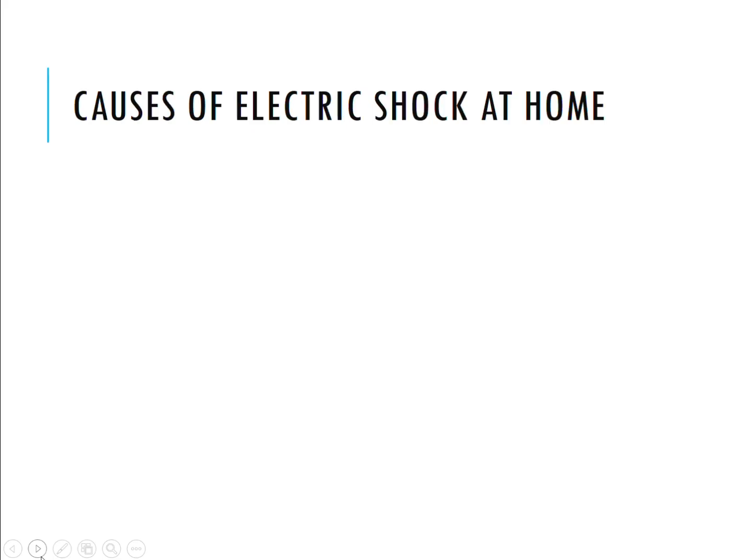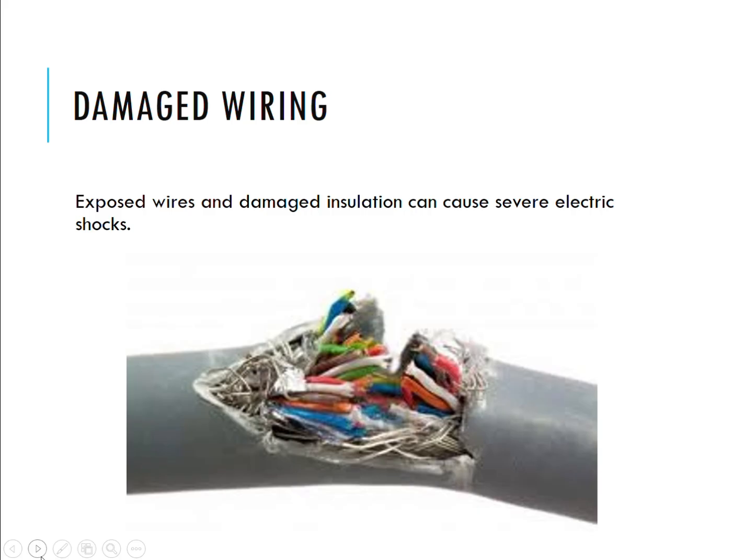Now, the causes of electric shock at home. The first, we have damaged wires and damaged insulation. This is very common because a lot of people see damaged wires in their homes and they don't take the precaution to change or fix them, which is very dangerous.